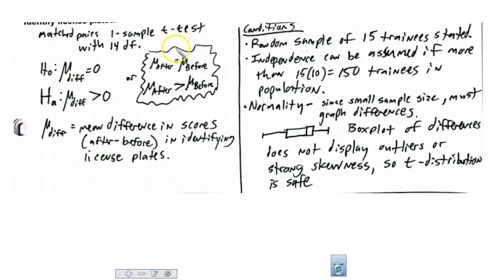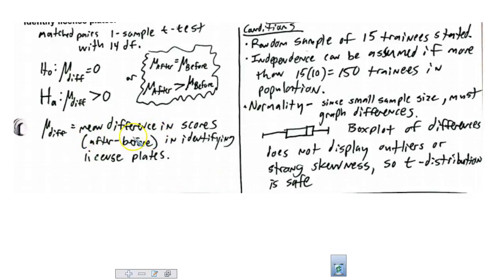It is okay to write this as mu after equals mu before, and the alternate as mu after greater than mu before. But we can't really put this in our calculator. There's no numbers here. So what we end up doing is subtracting the before to the left. Mu after minus mu before is 0, and that's what this is telling us here, that the difference is 0.